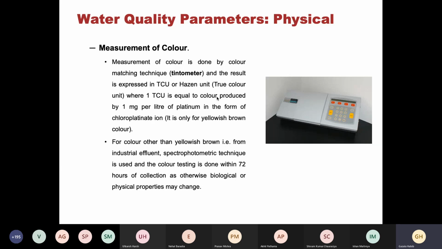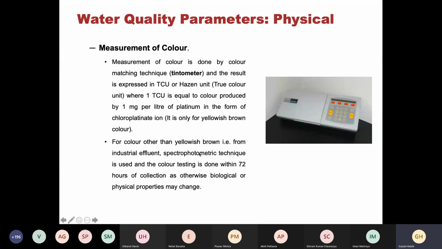So this particular platinum, or chloroplatinate ion, is used only to identify the yellowish brown color. The color produced by this particular ion, chloroplatinate, is compared with the actual color of the water in order to determine the color of the actual water. So it's a comparison kind of method.